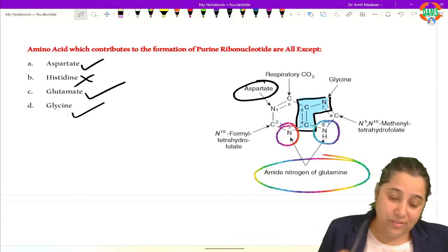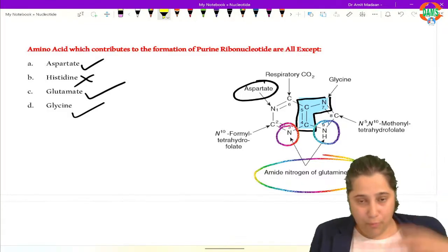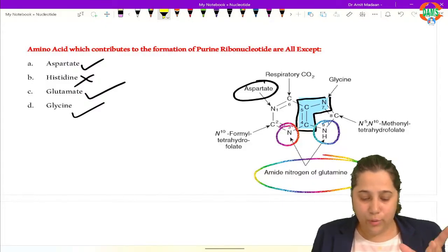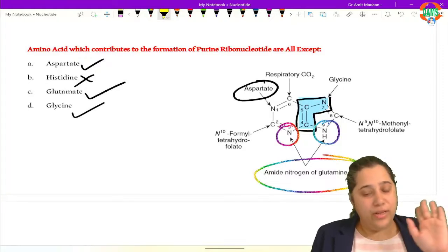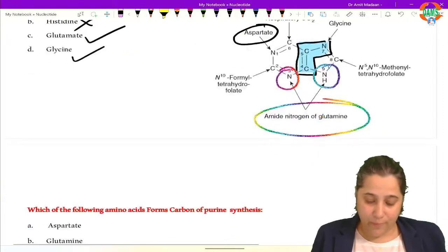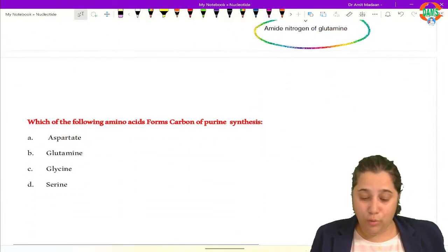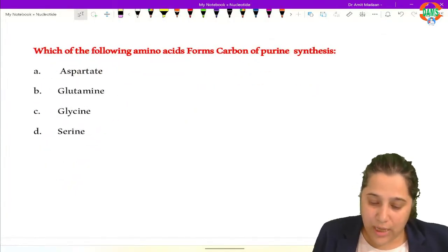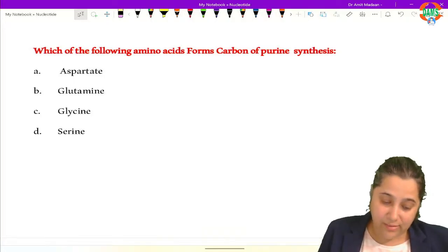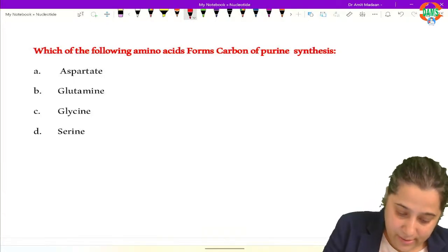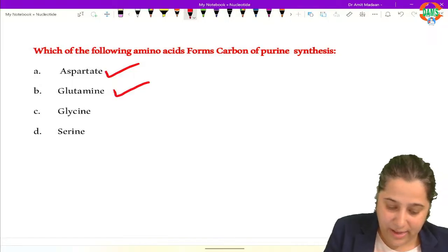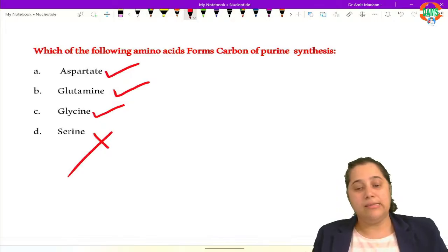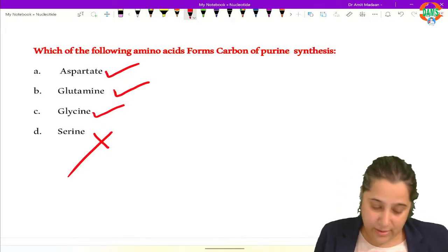So glutamine is the source of the two nitrogens. In the given options, glutamate is given. Probably it's a transcriptional error. Glutamine has to be mentioned. Anyhow, histidine is not involved anywhere. Even glutamate is not involved. Glutamine is involved. So which of the following amino acid forms the carbon of purine synthesis? Aspartate, yes. Glutamate, yes. Glycine, yes. But not serine. Serine is not part of the structure.